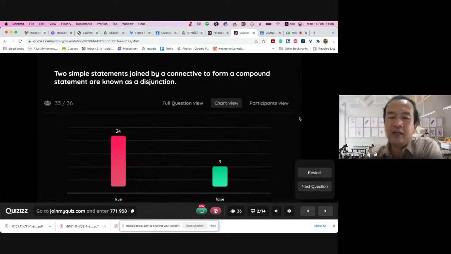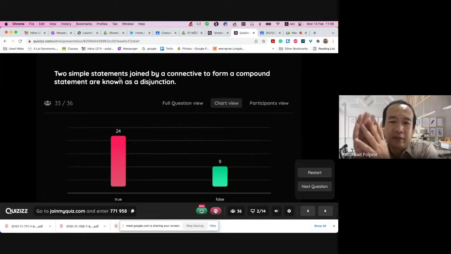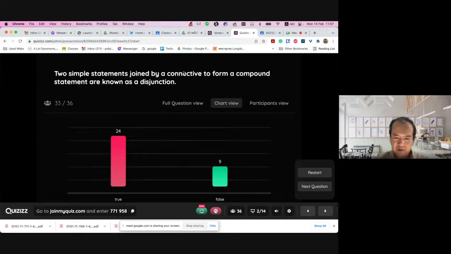You can answer this by going back to the second or third slide in this lecture. It basically says that two simple statements or two propositions joined by a connective form a compound statement. This should be called a conjunction, so we go back to slide 3, where they are joined by AND.